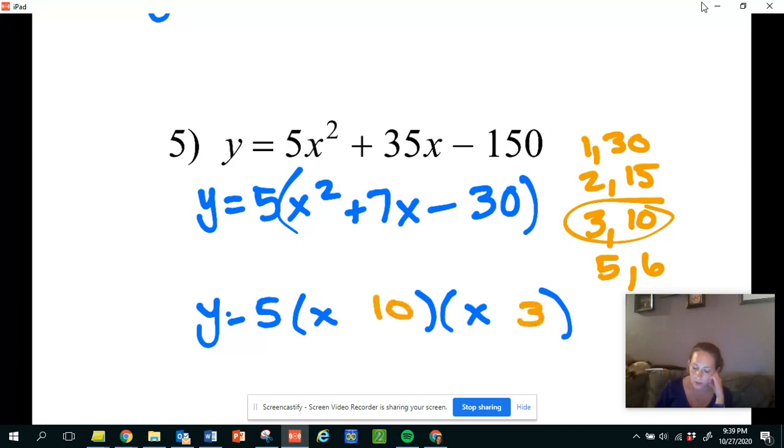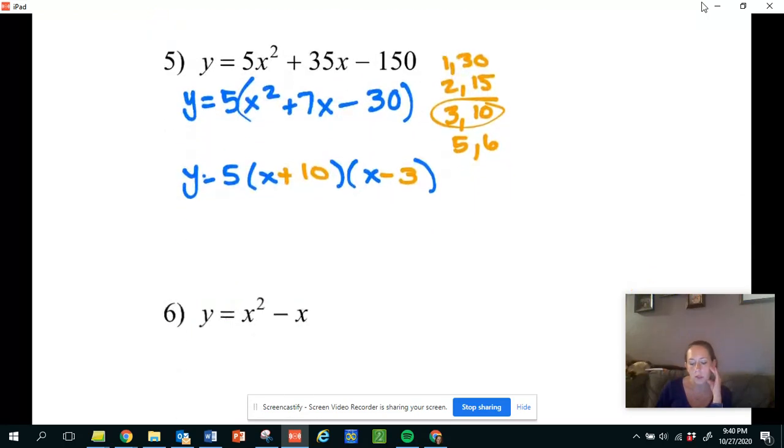So then I just have to figure out which sign goes with which. I want to get positive 7, right? So I want this to be plus 10 and this to be minus 3. Because when I add those together, I will get positive 7. When I multiply them together, I'll get negative 30. Okay.